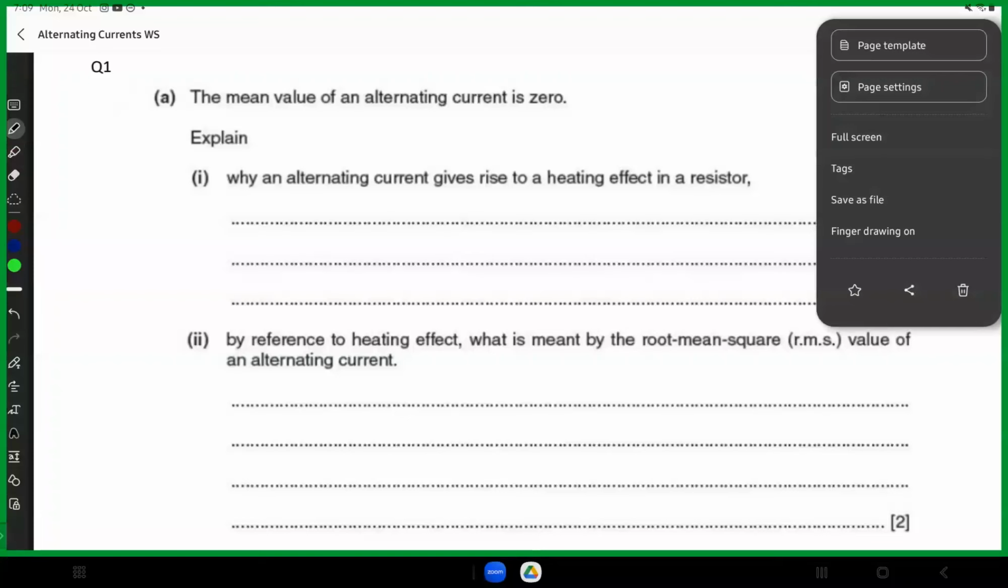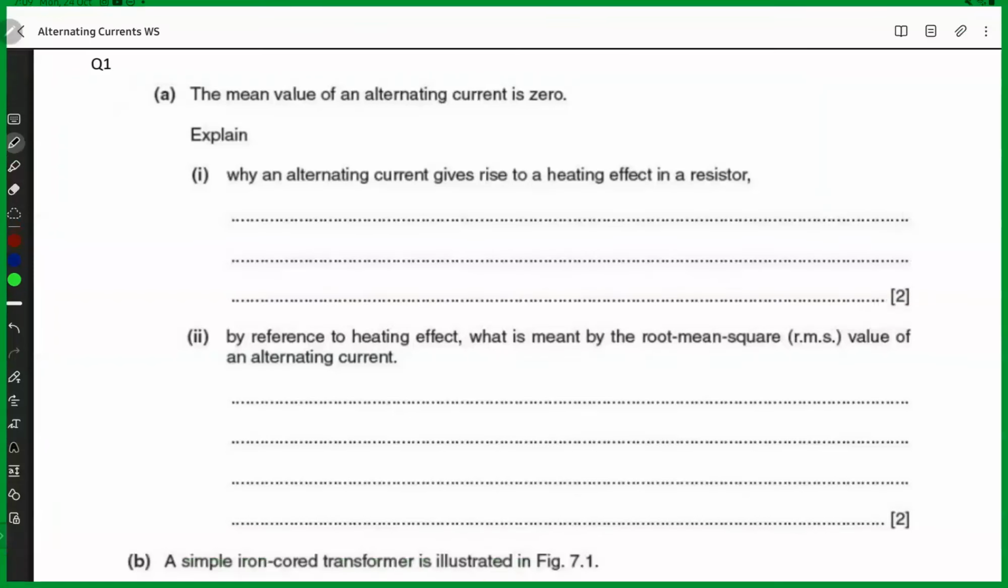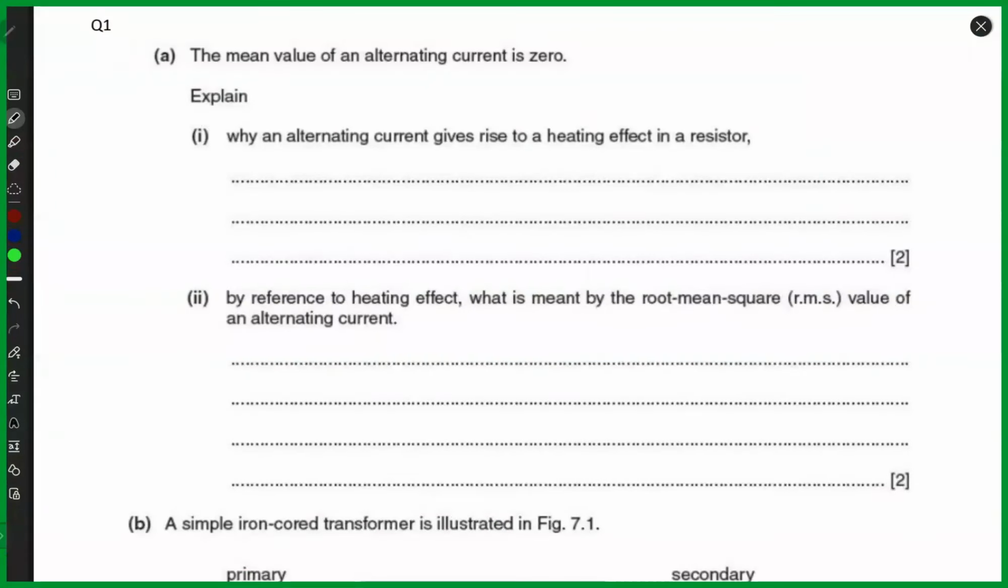Okay, can you see the screen? Yes, sir. All right. Okay, so let's start with this first question.